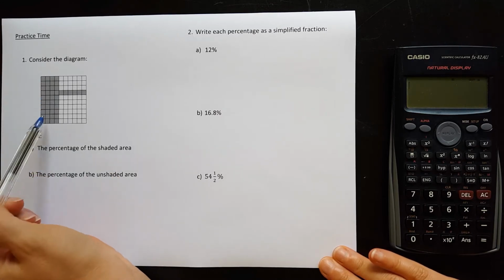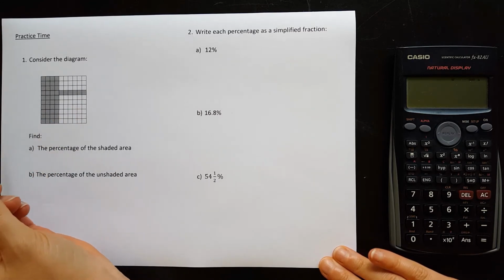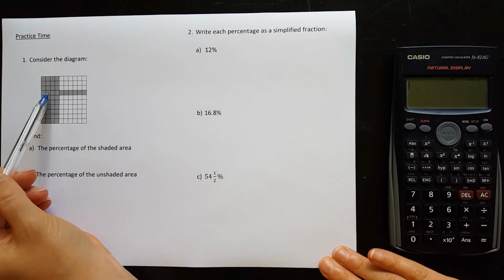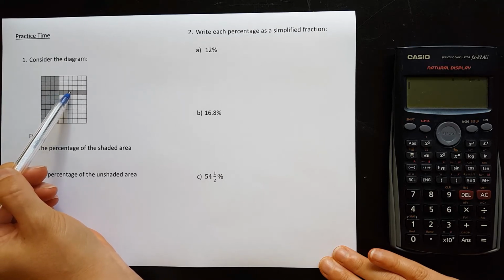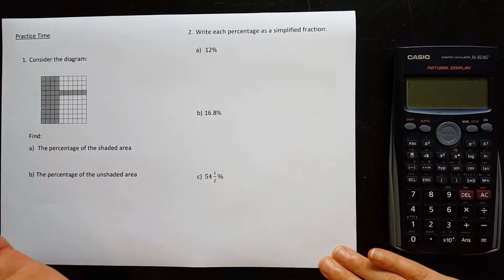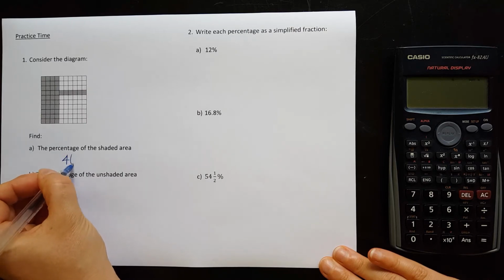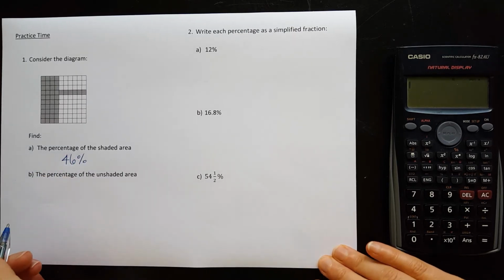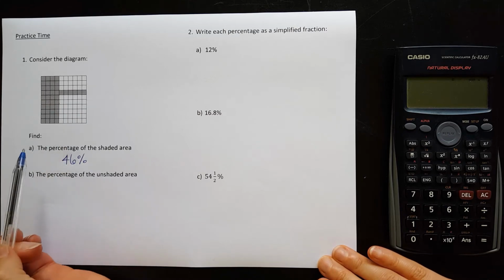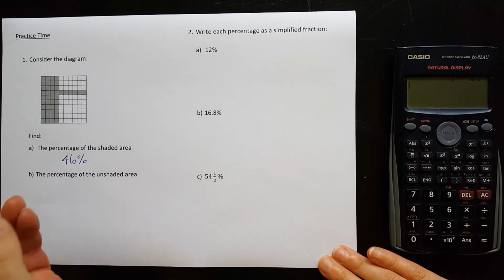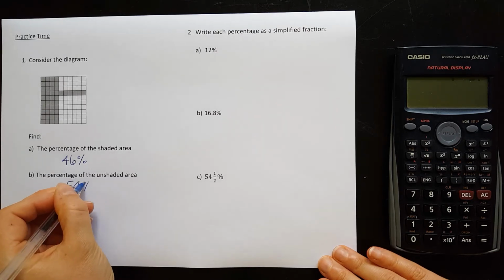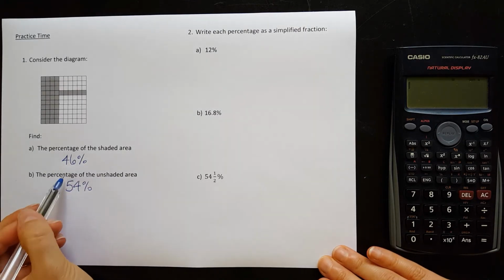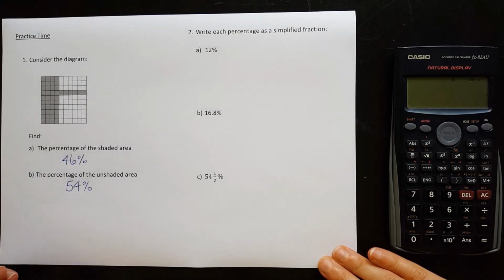So again, this is a 10 by 10 grid here. So we can count by 10s, 10, 20, 30, 40 are these rows, and then 41, 42, 43, 44, 45, and 46. So we should get 46% for the shaded area. And then if you count up all the white ones, you should get 54%, which of course would be what is left to make 100 from the 46 there. Okay, so that's the answers to question 1.